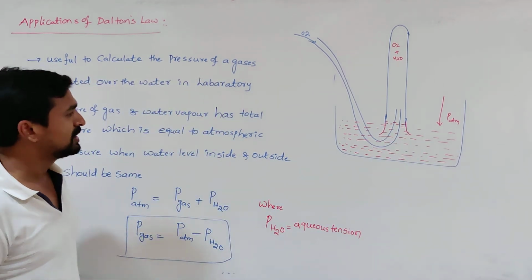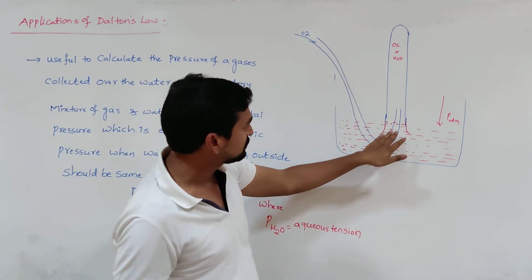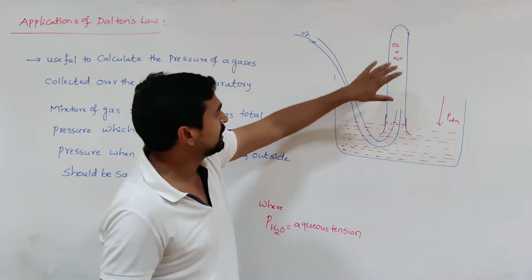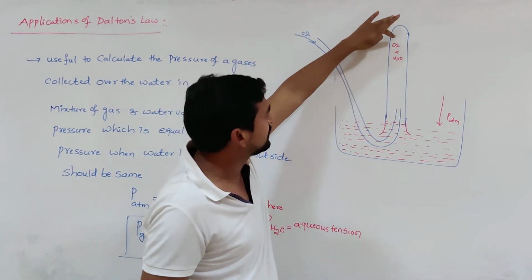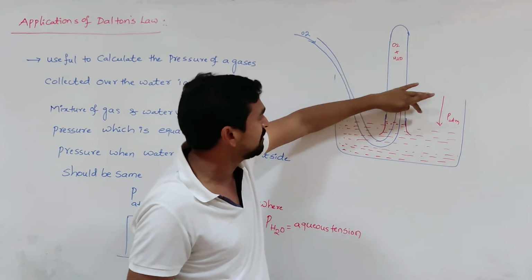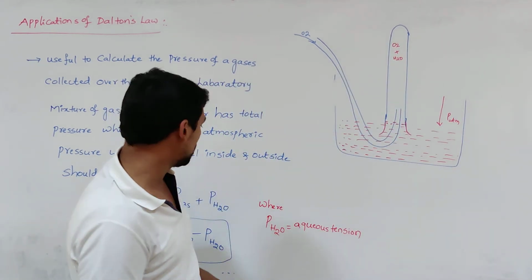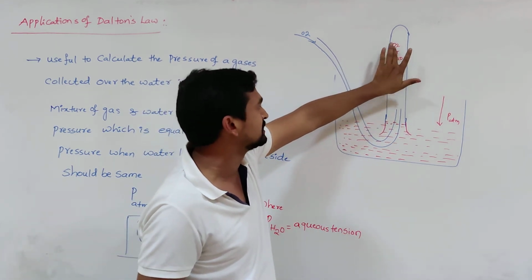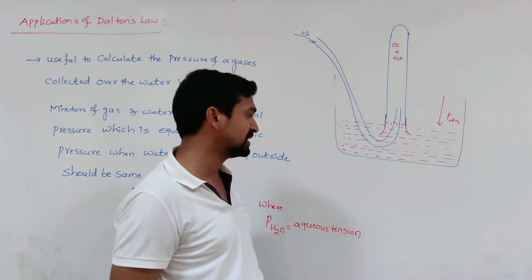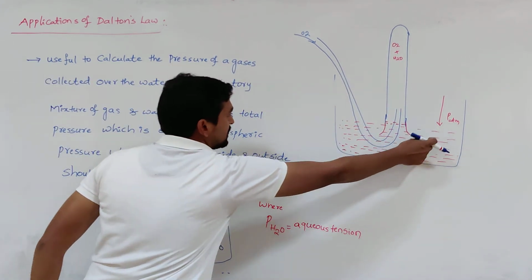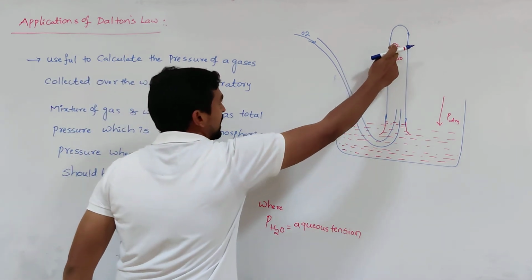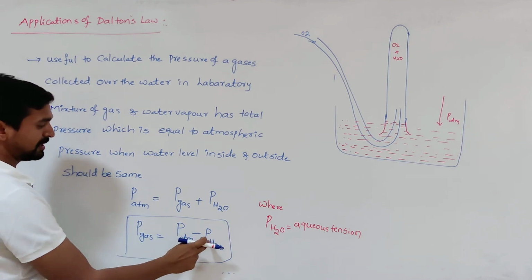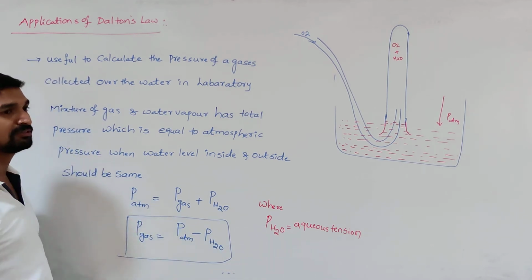Now, generally, whenever you are collecting a gas over water, along with the gas, some water vapor is also present. The pressure exerted by this gas and water vapor together is always equal to the atmospheric pressure. So whatever pressure is exerted in this tube is not only because of the pressure of the gas; water vapor is also present. That's why the atmospheric pressure is always equal to the pressure of the gas plus the pressure of water. So the pressure of the gas is equal to the pressure of the atmosphere minus the pressure of water. Then only do we get the actual pressure of the gas.